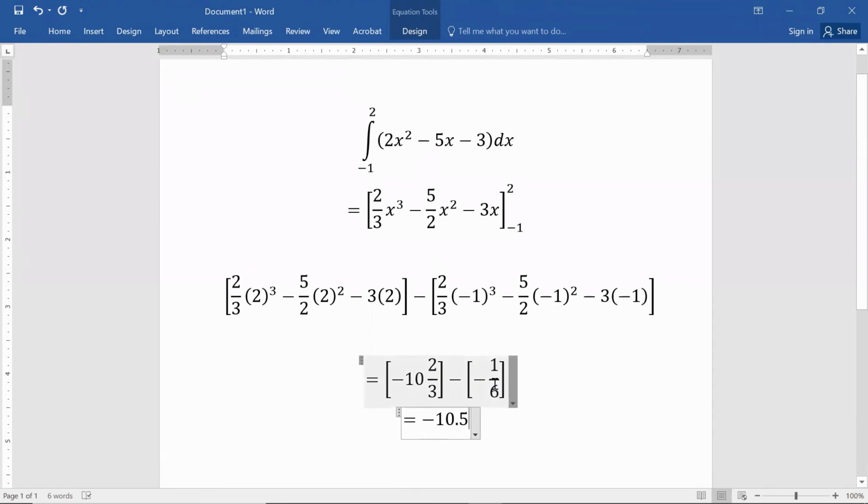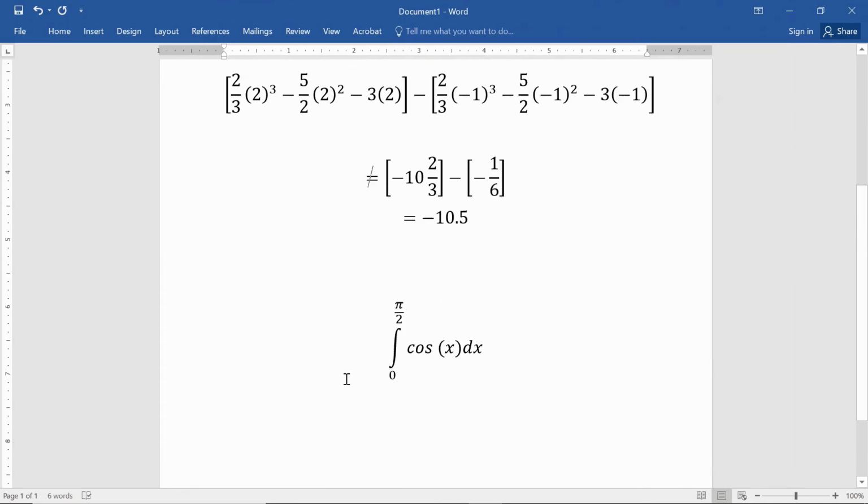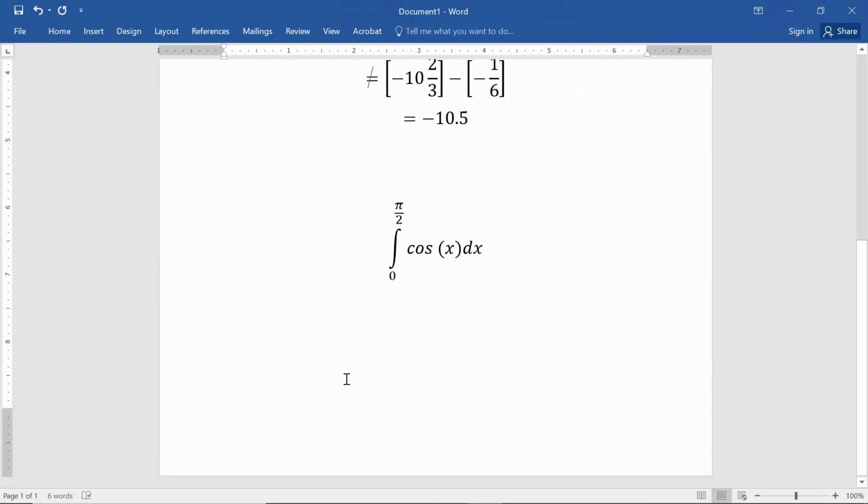-10.5 is the signed area between this curve and the x-axis, between -1 and 2. Obviously, because this is negative, that means my curve for most of this region probably went underneath the x-axis. Definitely went underneath the x-axis, but so there we go.